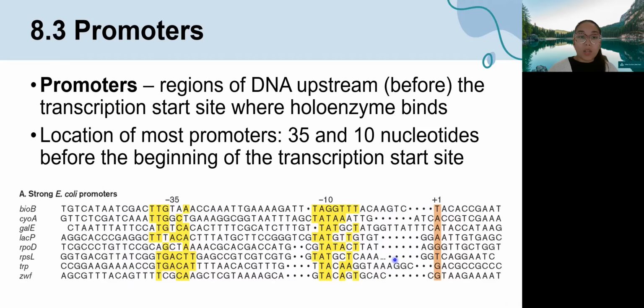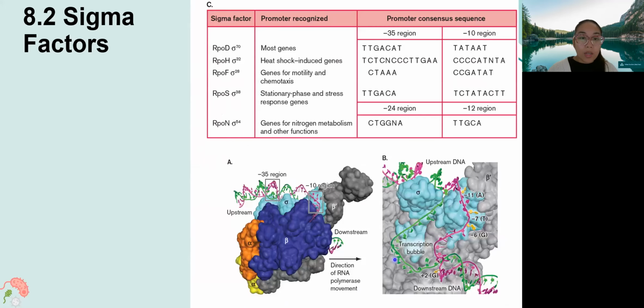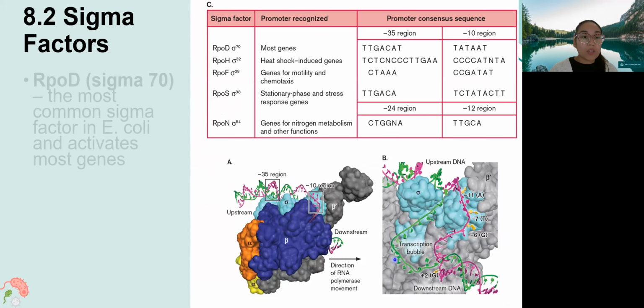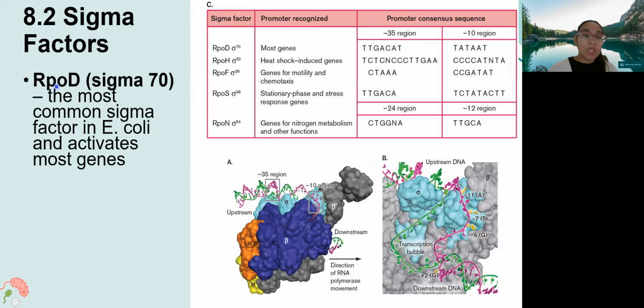Okay, cool. And so let's talk about these sigma factors again. There is one very important sigma factor in E. coli called RPOD, and that's also known as sigma 70 or sigma factor 70. And this is the most common sigma factor in E. coli. It pretty much activates most genes. So most of the genes that are important for E. coli get activated through this, well, not activates, but this is the one that it binds to.